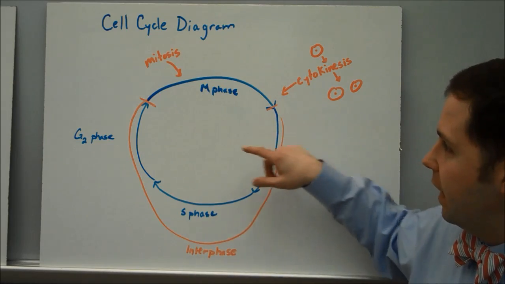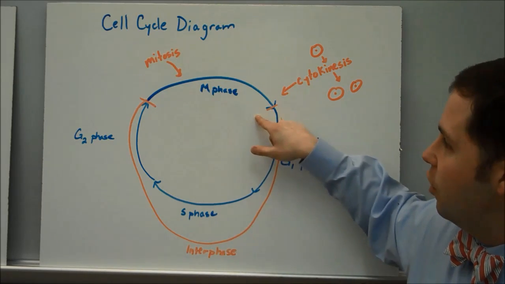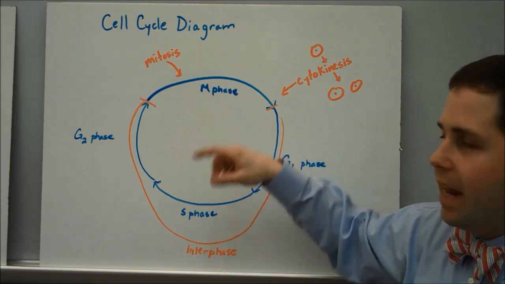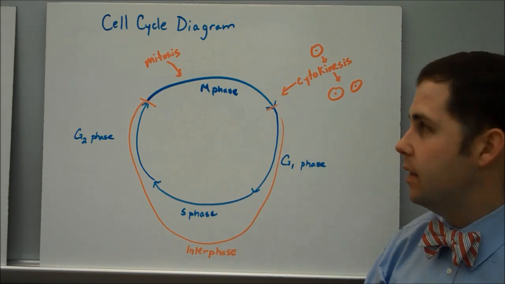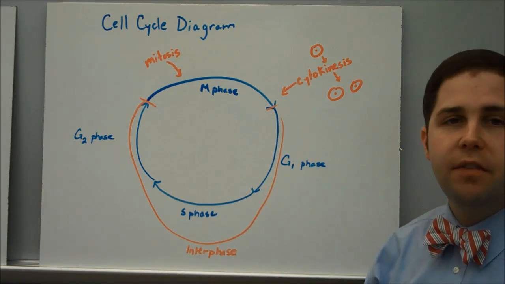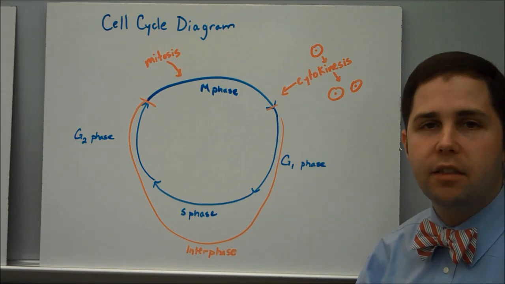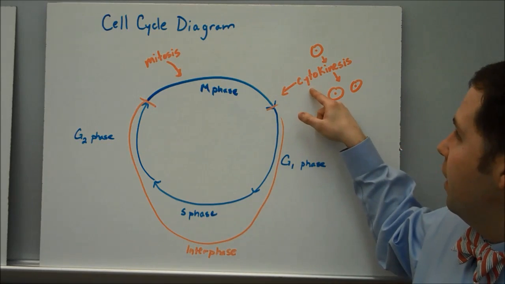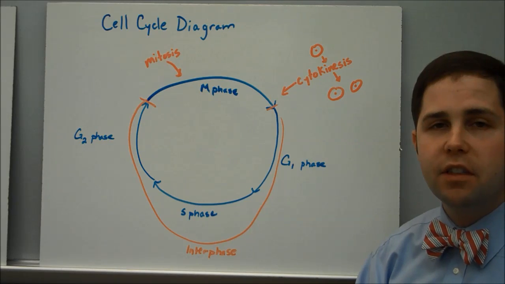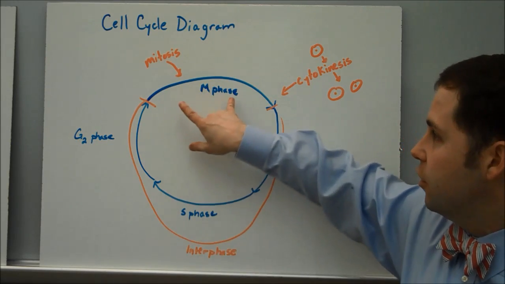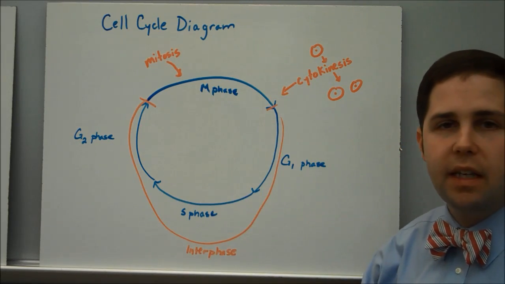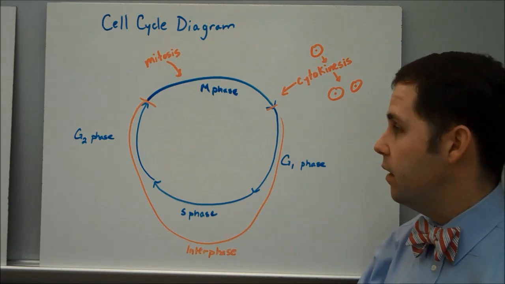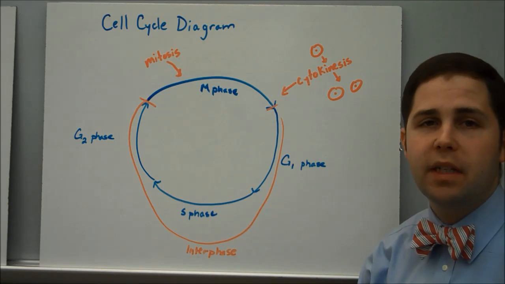So aside from interphase, the last step left in the cell cycle is known as M phase. And M phase includes two important processes: mitosis, which is the division of the nucleus, so one nucleus into two nuclei, and then cytokinesis, which we've already discussed, is the division of one cell into two cells. So during M phase, that's where all of the magic happens with the cell cycle. That's where one cell actually becomes two.